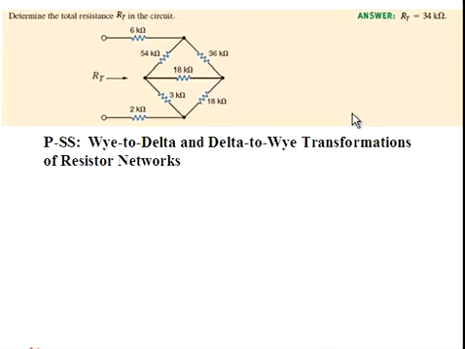This is Learning Assessment Problem E224. The objective of this problem is to reduce this circuit to an equivalent single resistance value R sub t at the terminals. When we look at the circuit, we see that there are no parallel or series combinations of resistors at the moment which can enable us to reduce the complexity of the circuit. So the problem-solving strategy here will be to apply a Y to delta or delta to Y transformation to the resistor network.